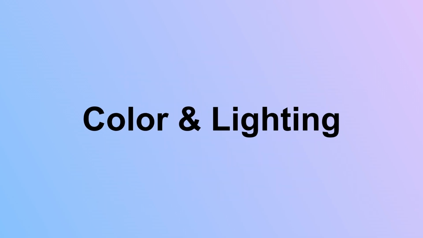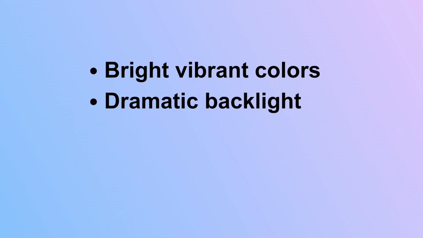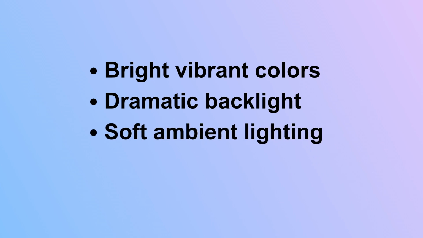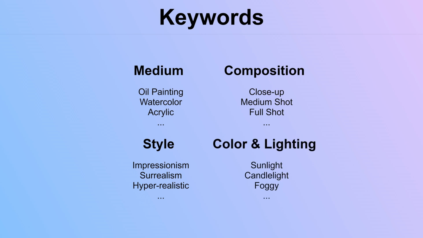And finally, color and lighting. This defines the mood you are setting. For example, you could use bright, vibrant colors with a sunny disposition, dramatic backlight creating long shadows and a silhouette effect, soft ambient lighting for a serene and calm atmosphere, or neon glows in a dark, rainy street, and many more. In the description of this video, I have included a document with keywords that you can use for the medium, style, composition, and color and lighting of your prompts. I will let you have a look.